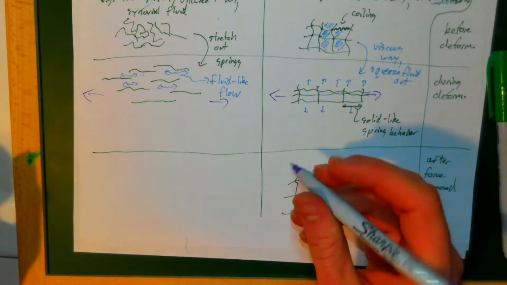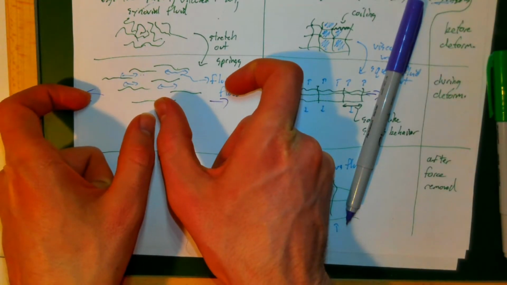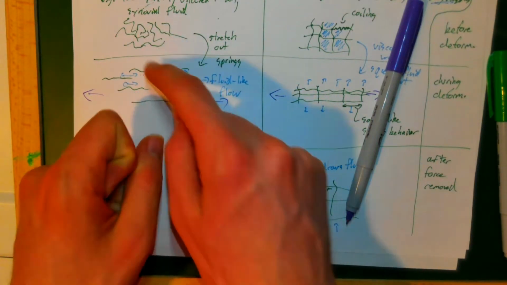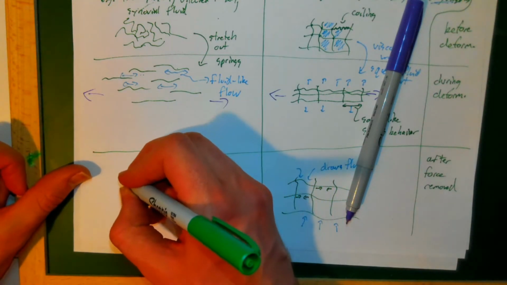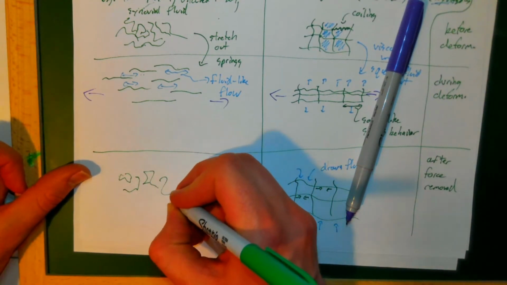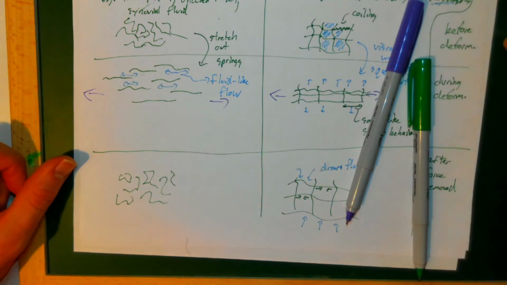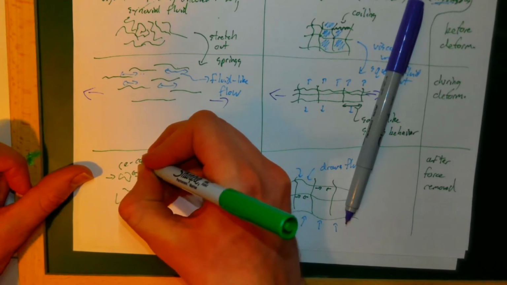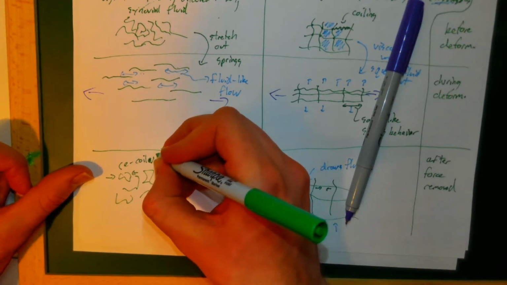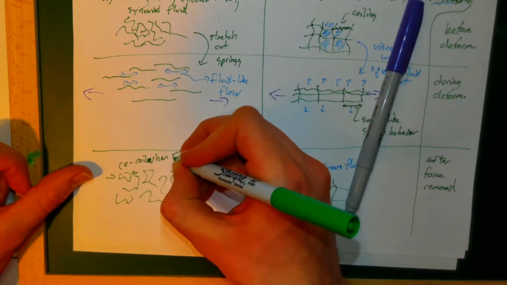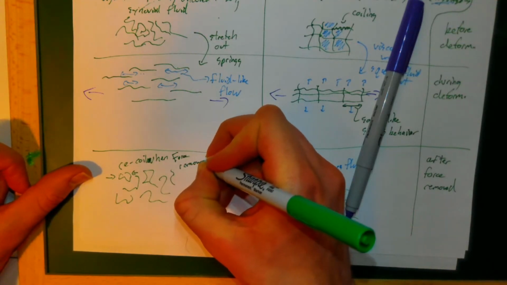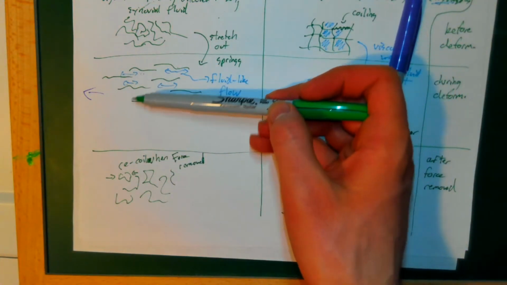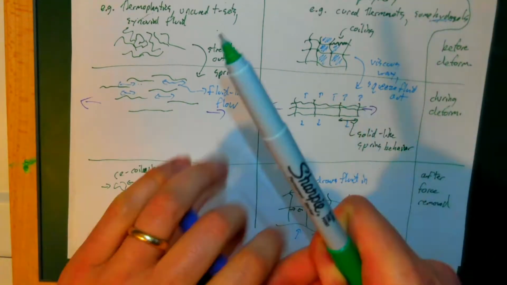Once you let go of that force that you're applying, the springs can snap back. They can recoil into this coiled configuration. So springs can basically recoil when force is removed. And this takes an amount of time. There's a characteristic time with which it takes a stretched out polymer solution to relax in this case.